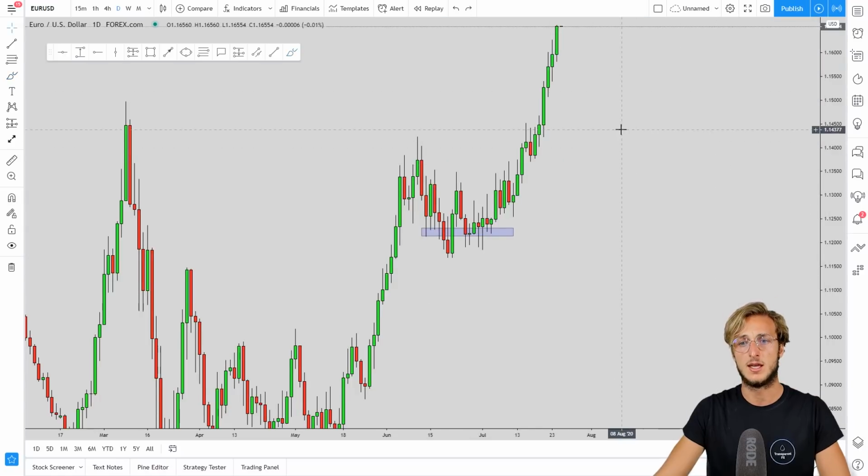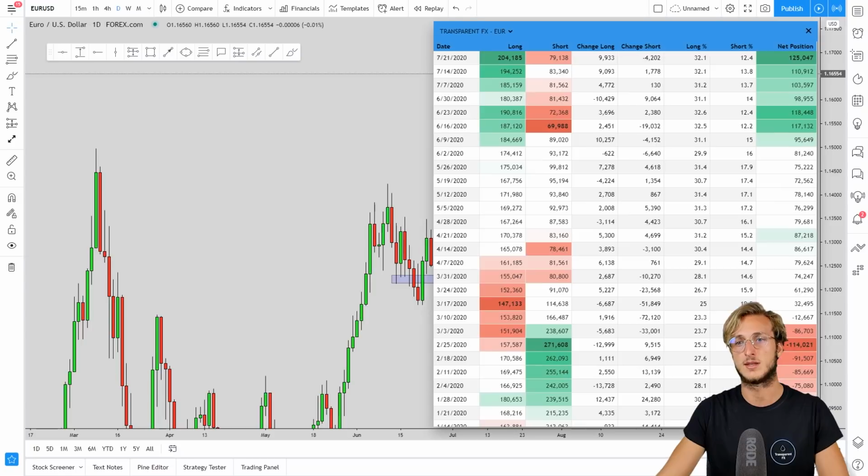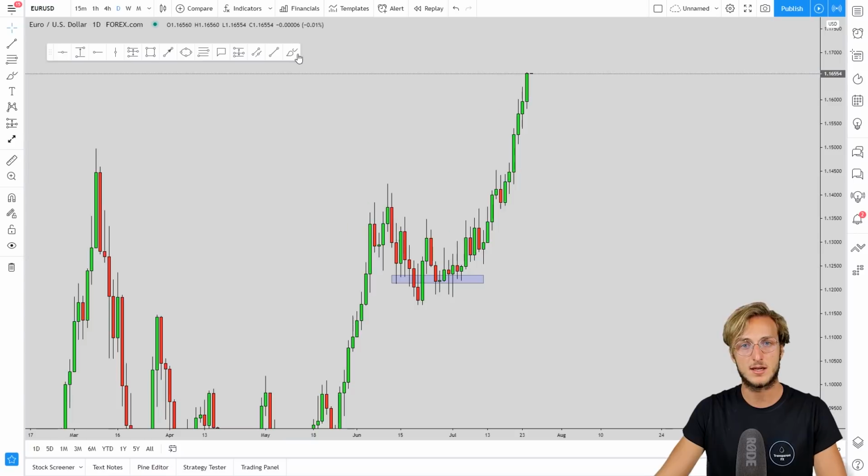And obviously, the market followed to the upside because institutions were longing it. Now, since we currently have 204k net positions, we definitely expect the market makers to start to take some profits on all these longs, okay? Meaning that what we expect is a retracement from this huge uptrend, okay?